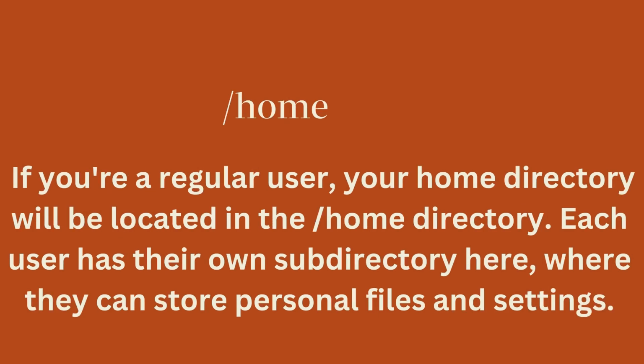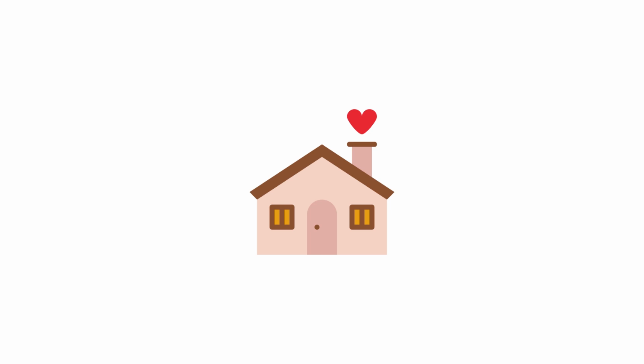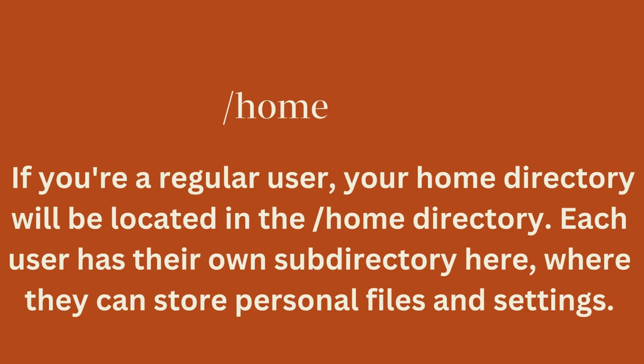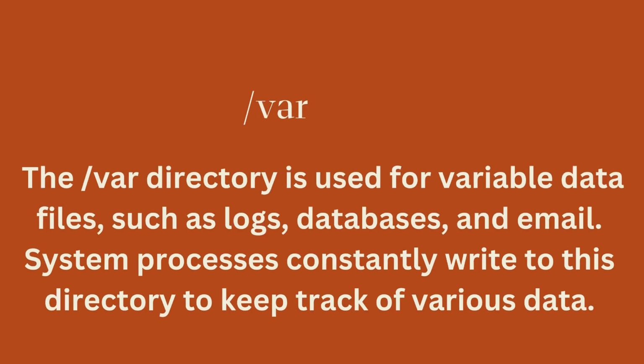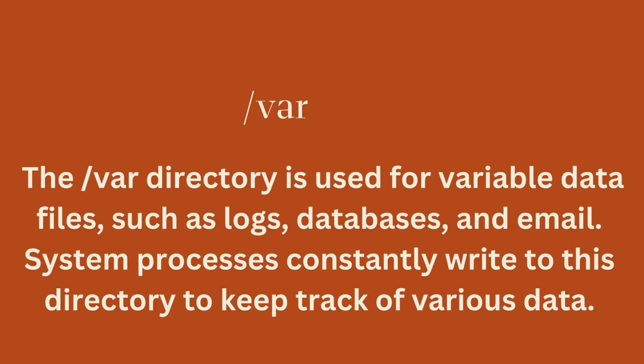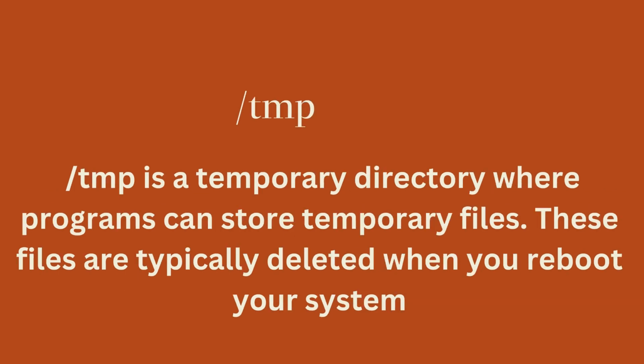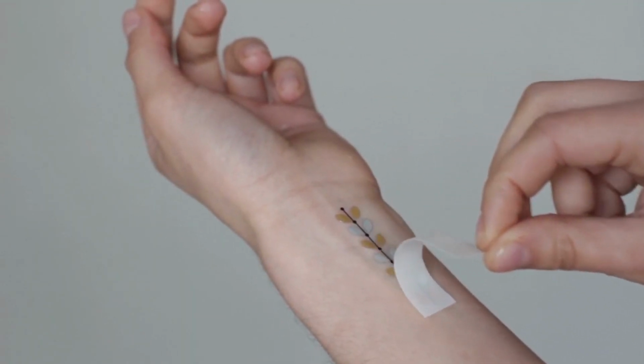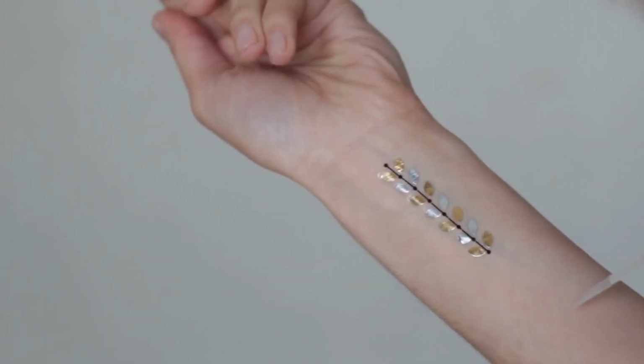Another one is /home. If you are a regular user, your home directory will be located in /home. Each user has their own subdirectory here where they can store personal files and settings. Another one is /var. The /var directory is used for variable data files such as logs, databases, and emails. System processes constantly write to this directory to keep track of various data. /tmp is a temporary directory where programs can store temporary files. These files are typically deleted when you reboot your system.